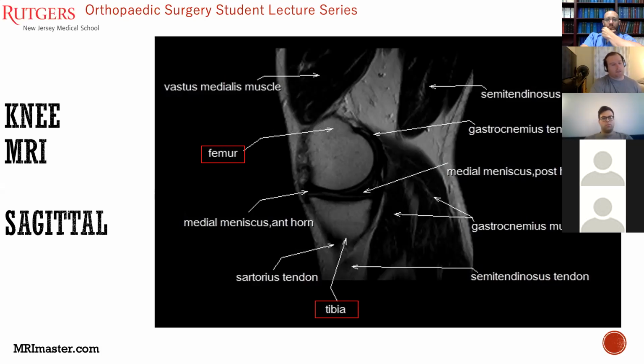One of the key notes that you guys may be asked is that in order to define a meniscal tear, it's not simply enough to see a disruption of the meniscus on one cut. You actually need to see disruption of the meniscus on 3 consecutive images in order to truly call something a meniscus tear on an MRI study.